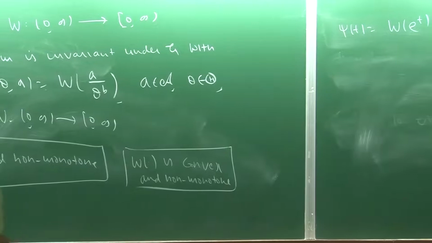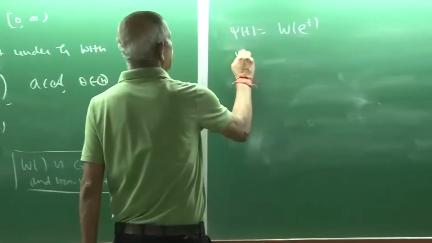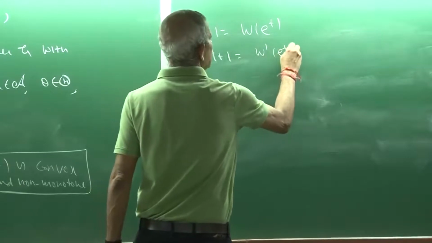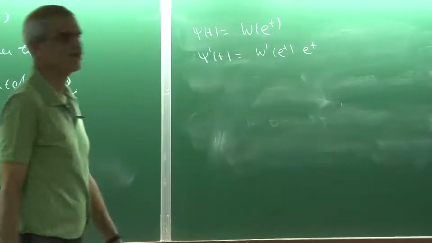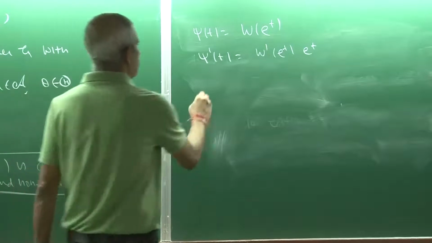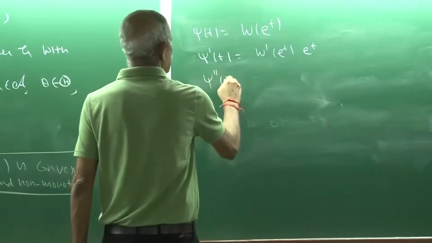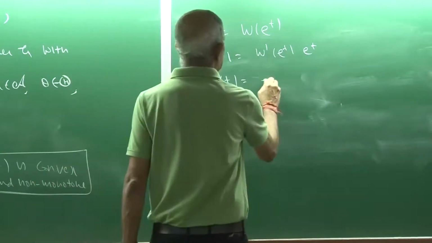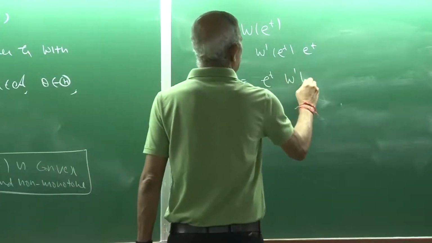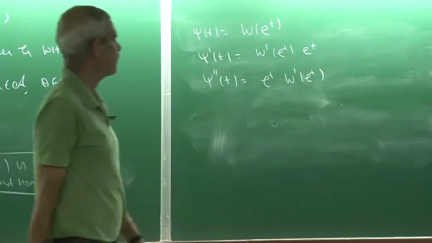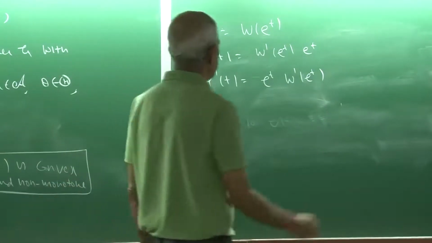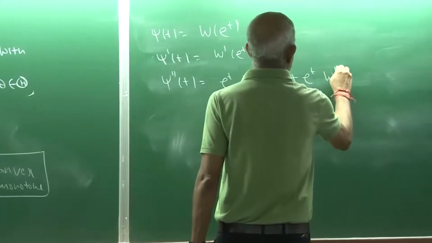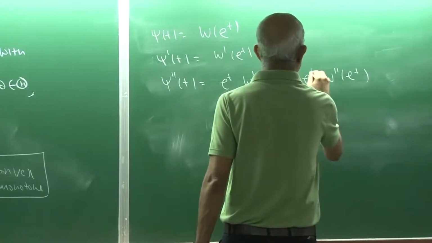So psi t is W of e to power t. Psi prime t is W prime of e to power t into e to power t. Psi double prime t is e to power t, W prime of e to power t, plus e to power t, W prime of e to power t, e to power 2t.